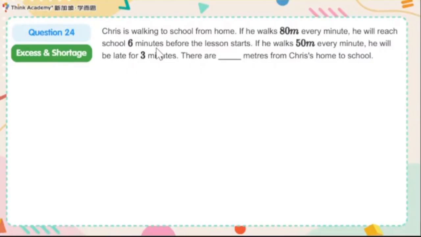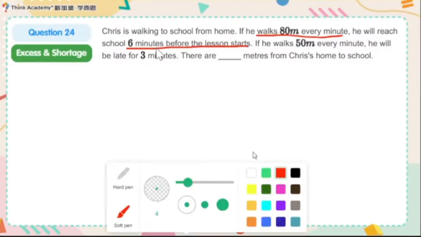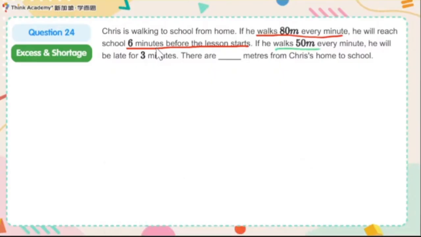So first, let's read the question. Chris is walking to school from home. If he walks 80 meters every minute, he will reach school 6 minutes before the lesson starts. If he instead walks slower, 50 meters every minute, he will be late for 3 minutes. Then how many meters are there from Chris's home to school?